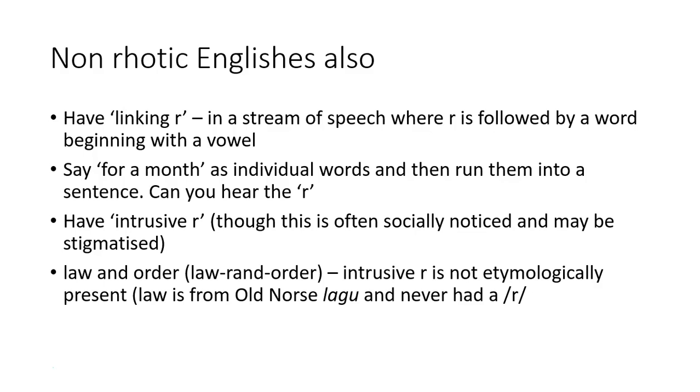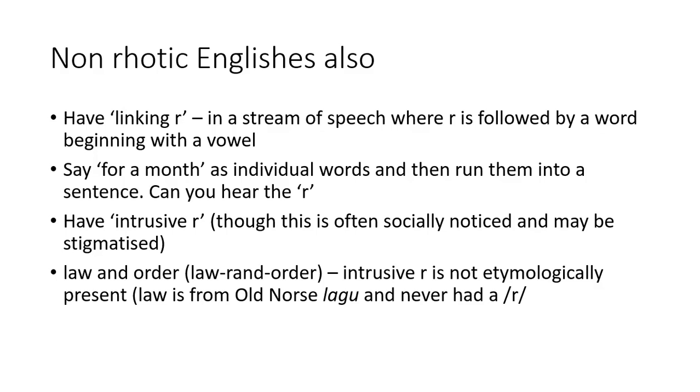Non-rhotic Englishes have linking r. So in a stream of speech where r is followed by a word beginning with a vowel, you will have linking r. So if we say "for a month", there is historically an r in "for". We would, as English speakers, have said "for", okay, "for a month". So if I go down to Cornwall, I'll hear "for a month", okay? You can hear the r, but we wouldn't say "for a month". It's very, very careful RP, perceived often as very posh English to say "for a month". And most of us will say "for a month" for ease of pronunciation. But because it's there in the spelling, because it's there etymologically, we call that linking R.